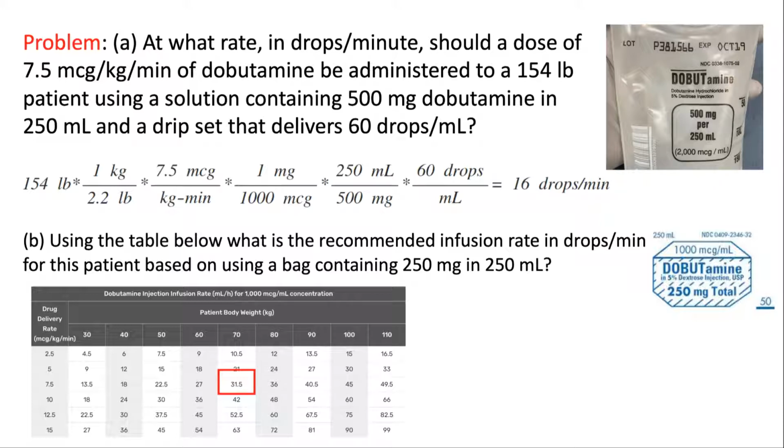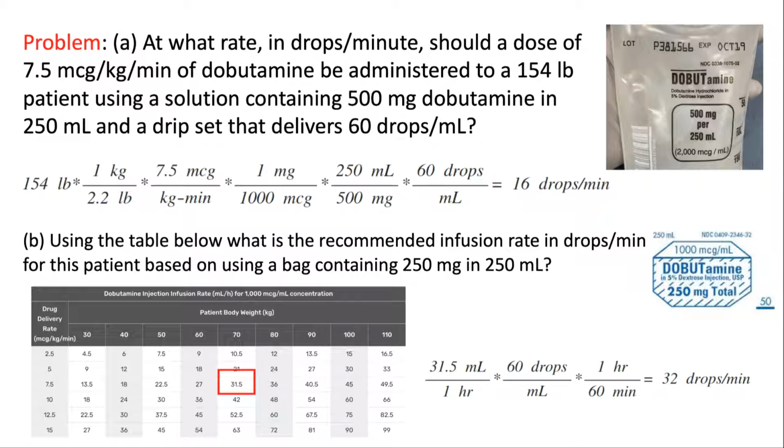And the value in this table represents the milliliters per hour to infuse that solution at to get the right dose for this patient. So the only thing we need to do beyond that is to convert our 31.5 milliliters per hour into drops per minute. That is still what the question wanted, was drops per minute. The table gives me 31.5 milliliters per hour, so let's just convert.